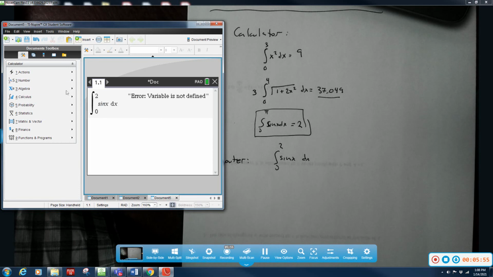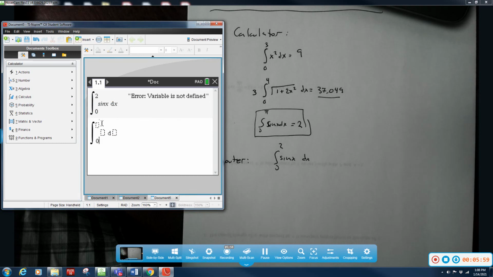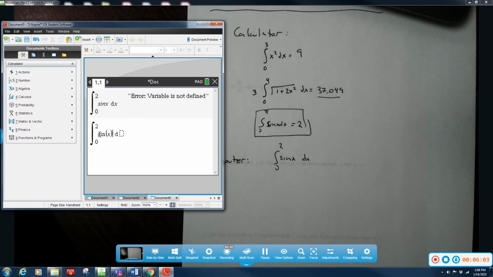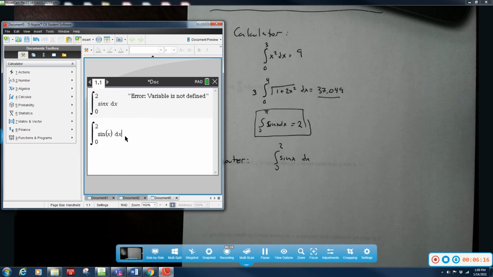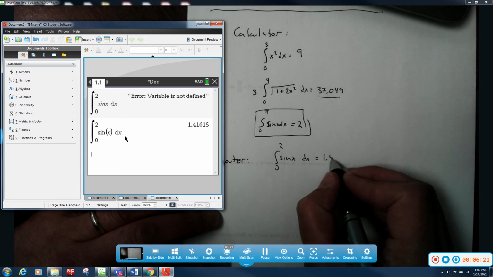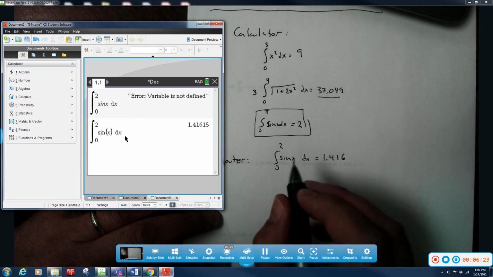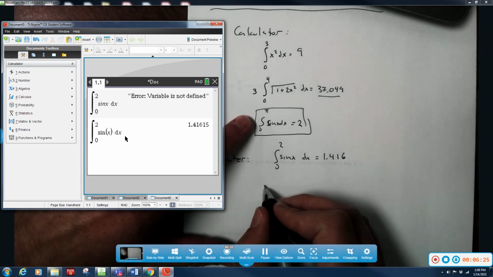Let me try that again. Sorry. So calculus, 0 to 2, there we go, sine x. You have to put in a parenthesis, otherwise it thinks of that as a variable. The calculus will be sine of x as a variable. But by putting the x in parentheses, then it becomes our function sine of x. Press enter, and now we get our answer. Sorry about that. So we get 1.416.